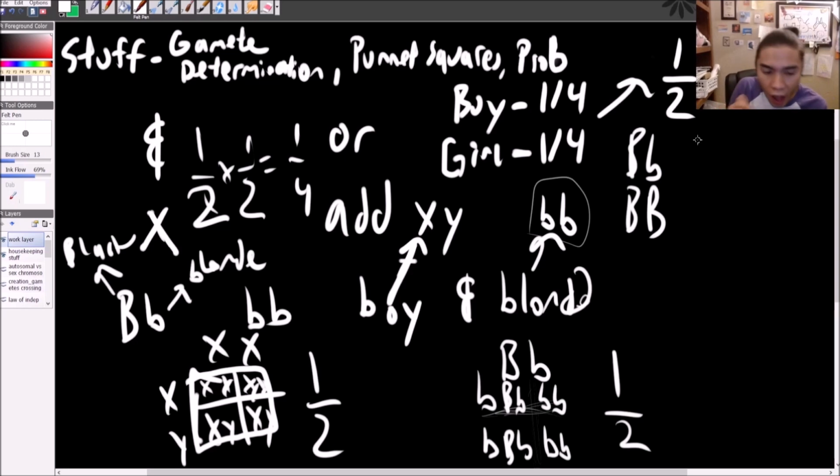So there is a 1/2 chance of getting a boy or a girl with blonde hair. So that's basic probability.